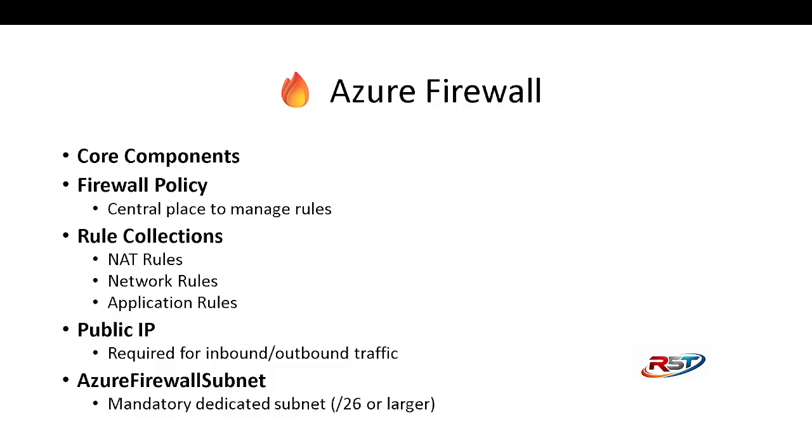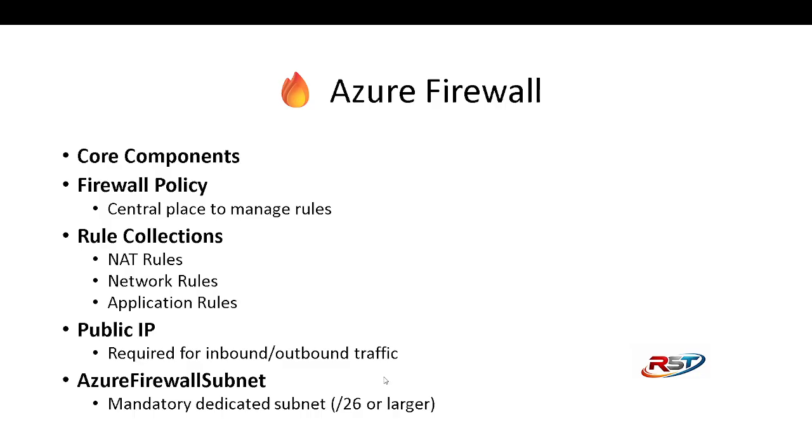Core components: firewall policy, a central place to manage rules, collections, NAT rules, network rules, application rules, and public IP. A public IP is required for the firewall for inbound and outbound traffic. The Azure Firewall subnet is mandatory and dedicated. We can give /26, which gives us 64 IP addresses or larger. So a 64-address subnet is enough for this configuration.